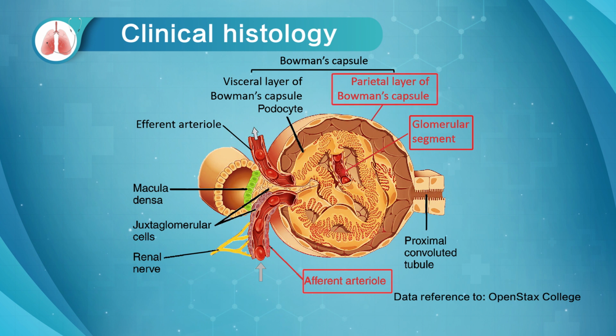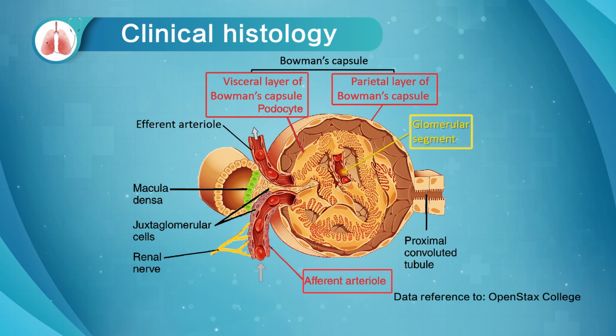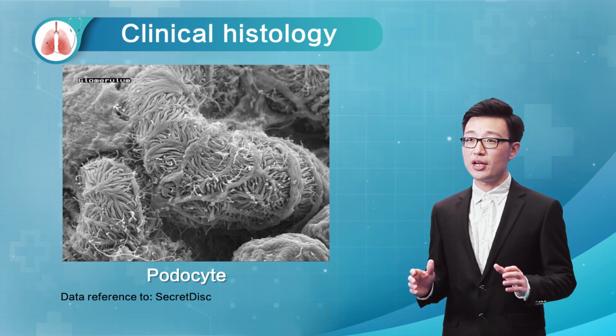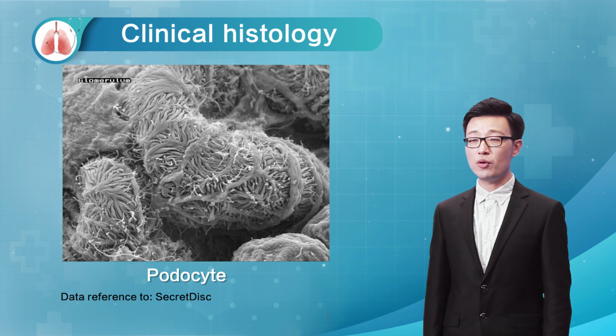The parietal layer is composed of squamous epithelial cells, while the visceral layer consists of modified epithelial cells called podocytes, which are in intimate contact with the glomerulus. This scanning electron micrograph shows a glomerulus surrounded by the podocytes.